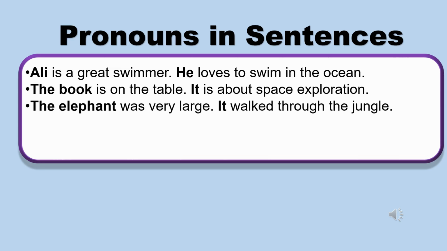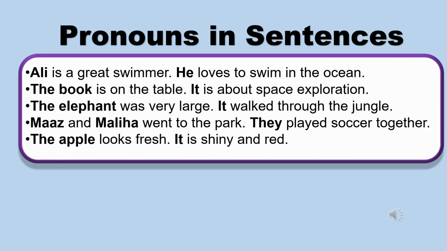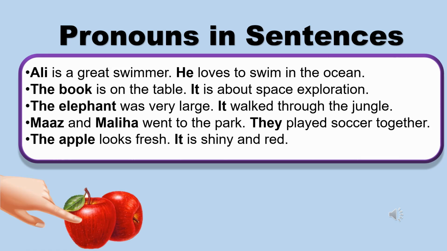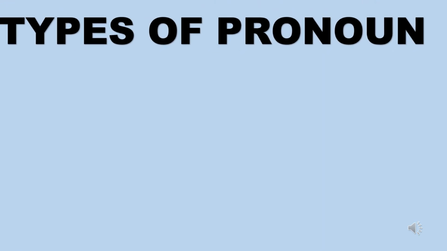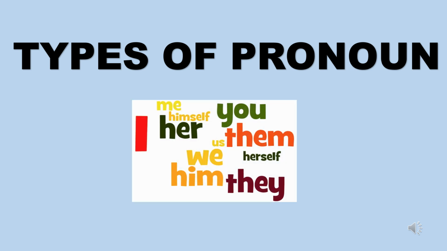The elephant was very large. It walked through the jungle. Maz and Maliha went to the park. And when we refer to both of them, we say, they played soccer together. And look at the apple. We don't say the apple again, we say, it is shiny and red. See how easy and natural pronouns make everything sound? We use words like I, you, he, she, and they to avoid repeating names. They make our sentences smoother and easier to understand.